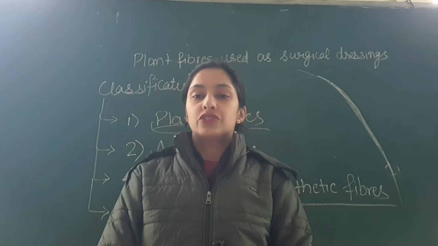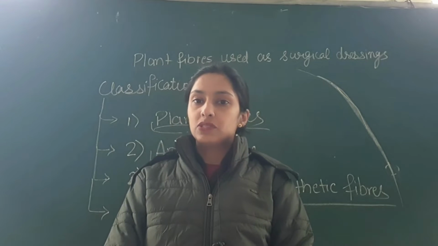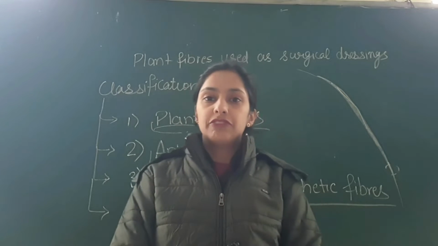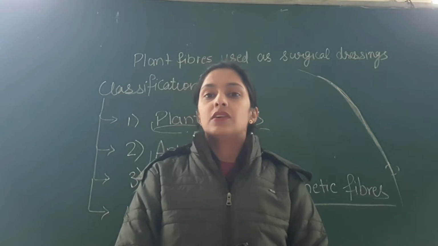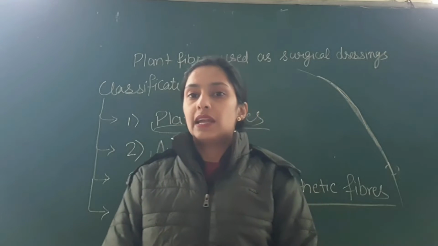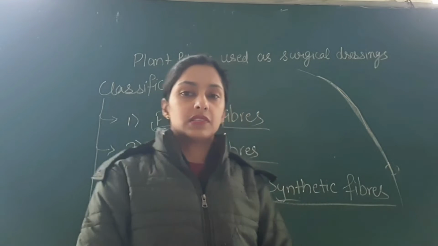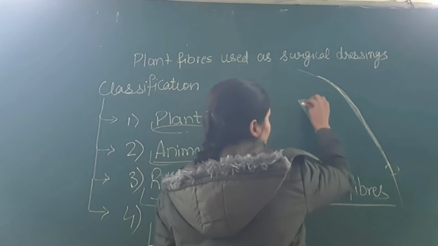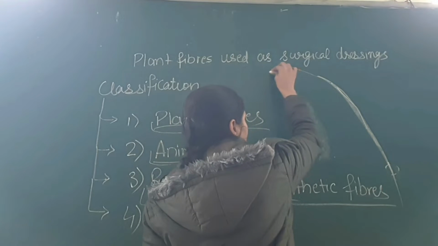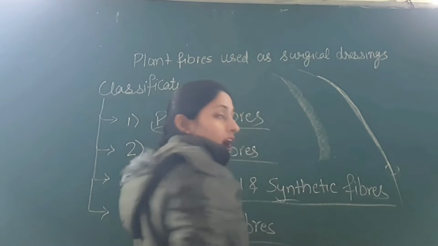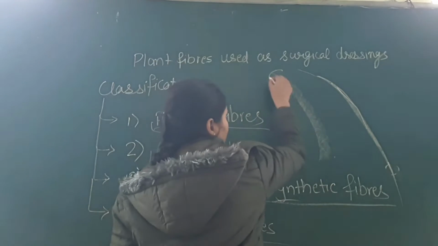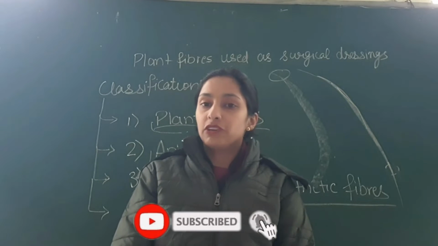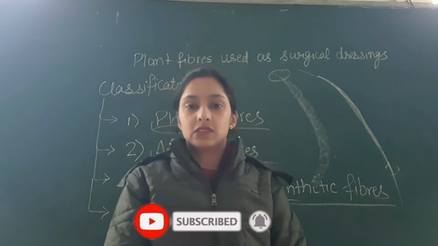Bastada, Karnal. Today we are going to discuss plant fibers which are used as surgical dressings. So what are plant fibers? Plant fibers are elongated cells which are thick from the walls and have thin, pointed ends. These are thread-like structures.